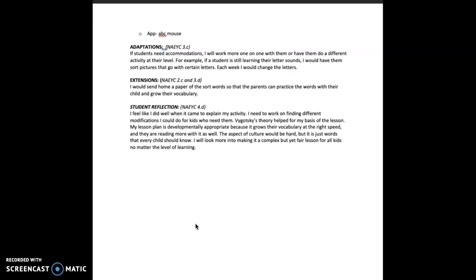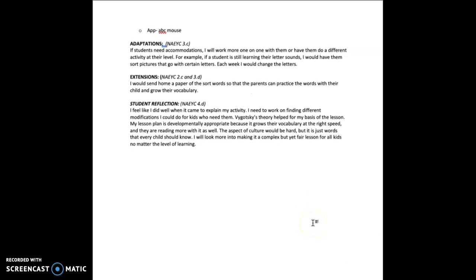So for adaptations, if students need accommodation, I will work more one-on-one with them or even modify what I give them. And then as I go on, I will give them what they need. So I will send them a paper home with their parents to practice their word sort with. Going back to my adaptations, I will try my best to reach every child and to get them used to doing the word sort. So that's how I would be doing mine.